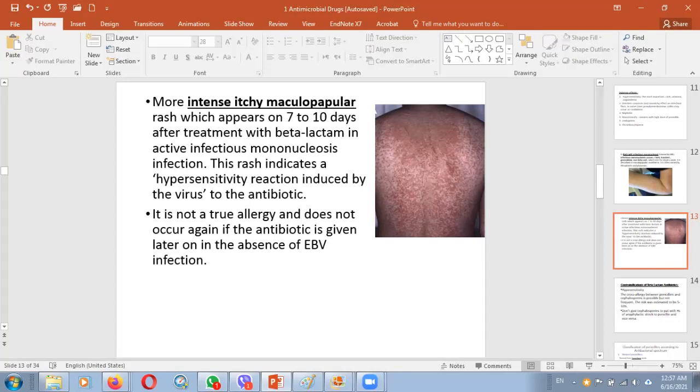It's not a true allergy and it does not occur again. For example, if it comes again a year later, after the infectious mononucleosis is gone, and the patient says I have allergy, no, it cannot happen again in the absence of EBV infection. So you can give amoxicillin a second time, and most of the patients who say that they are sensitive to beta-lactams are in fact not sensitive.